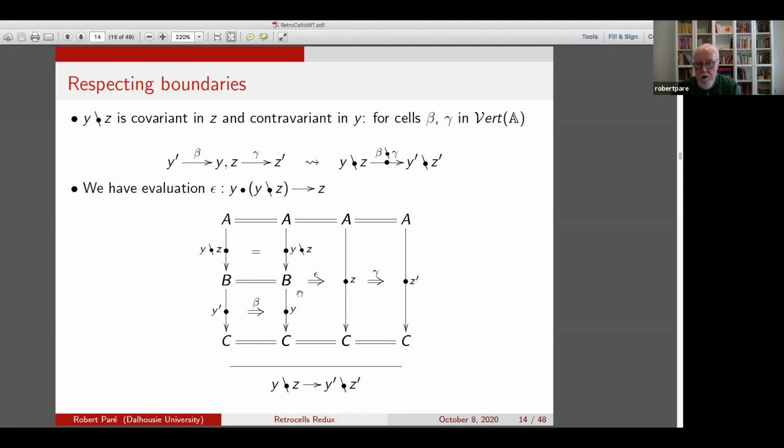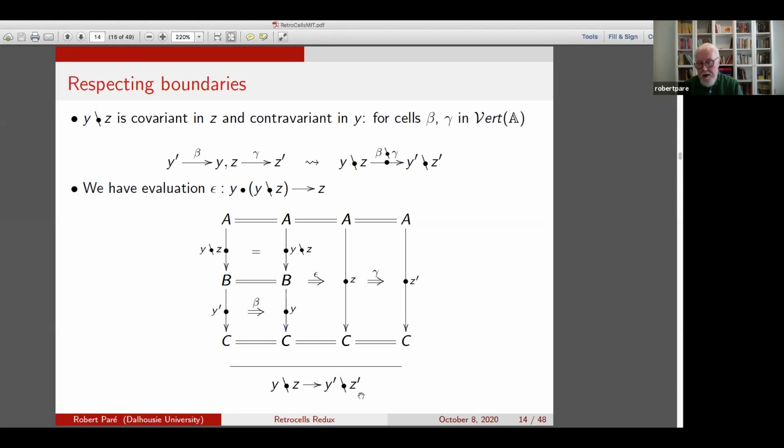You take your evaluation cell, that's what mediates this bijection, and you can paste this gamma on the right, put the beta here and then fill in an identity there. Now you have something from Y prime composed with this into Z prime, so you can flip this Y prime over and you get something from Y under Z to Y prime under Z. So all of this is going on in the bicategory Vert.